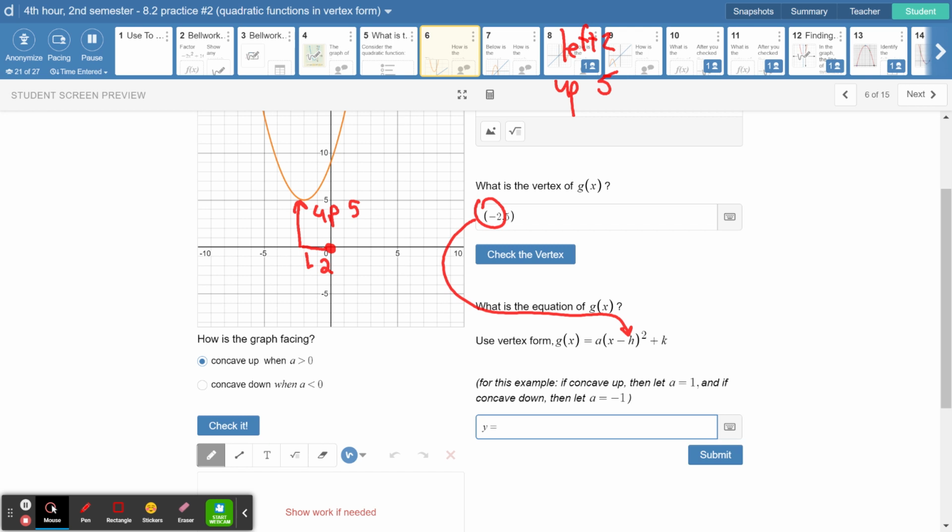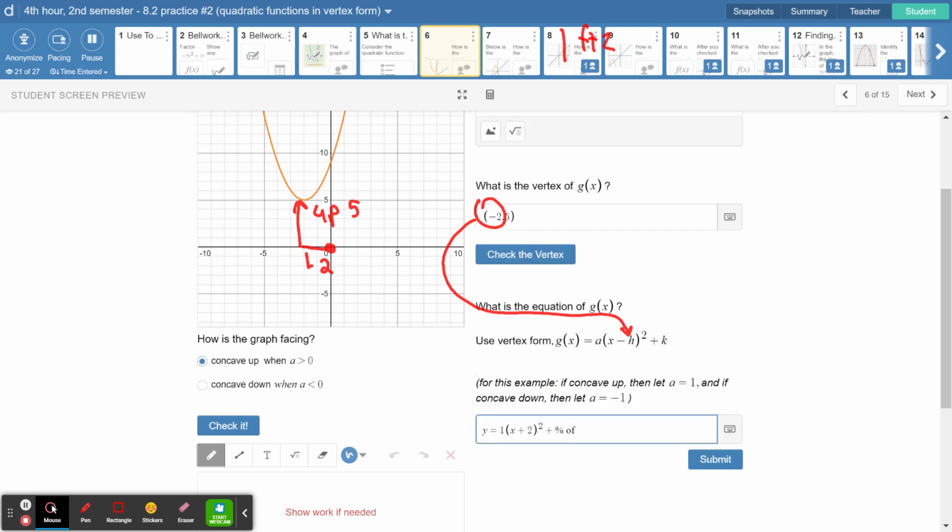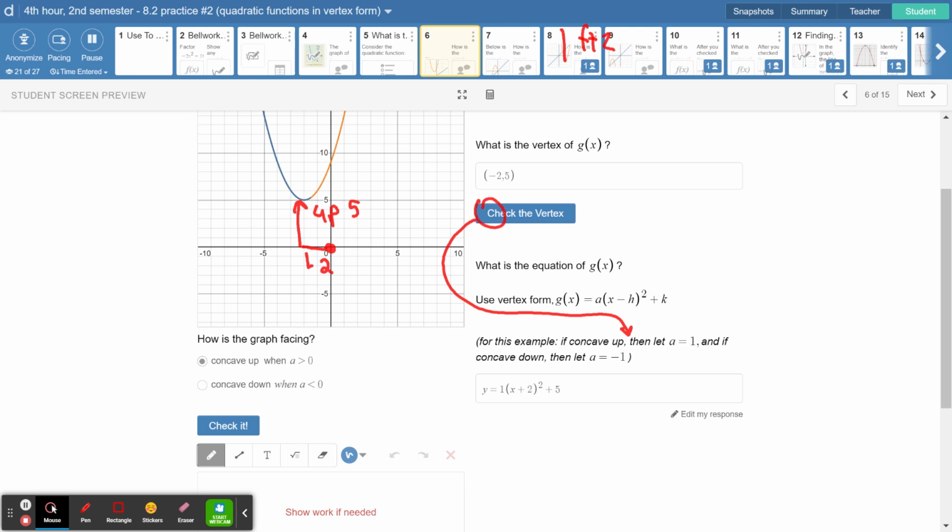So since it's facing upward, let a be 1. And then minus a negative is going to be a plus 2 inside parentheses. And then plus 5. And then you have to make sure that it highlights. You want your orange graph to become your blue graph.